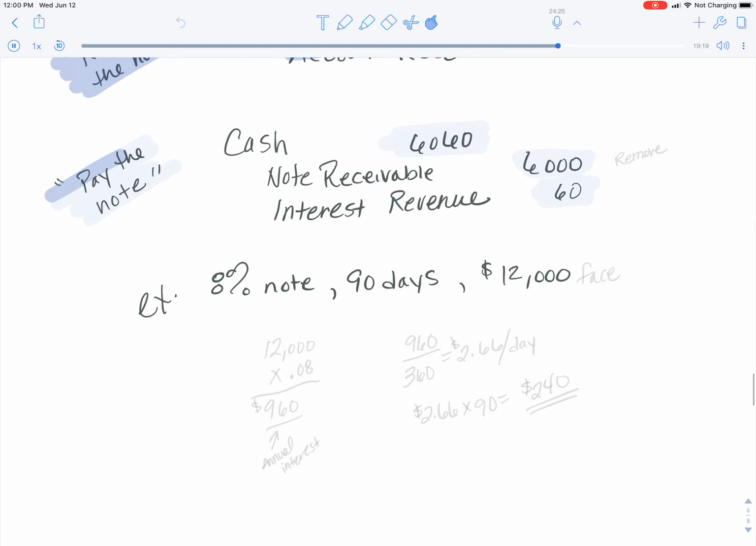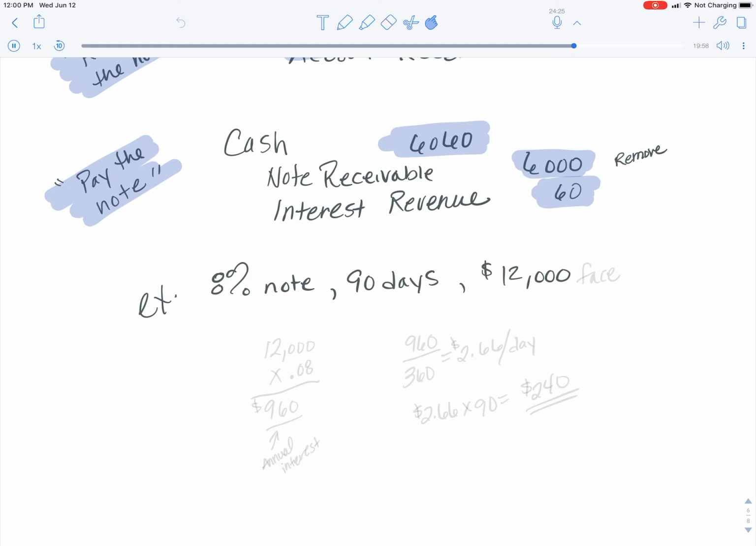Then, whenever they pay the note, you have to not only include the $6,000, but also the interest. So here is the note receivable that we're going to be removing because now they paid us. The interest revenue, so the $60 is what we just calculated, is the interest on this note. That means the total cash you will debit is the interest plus the principal, or the face amount, that they paid back.